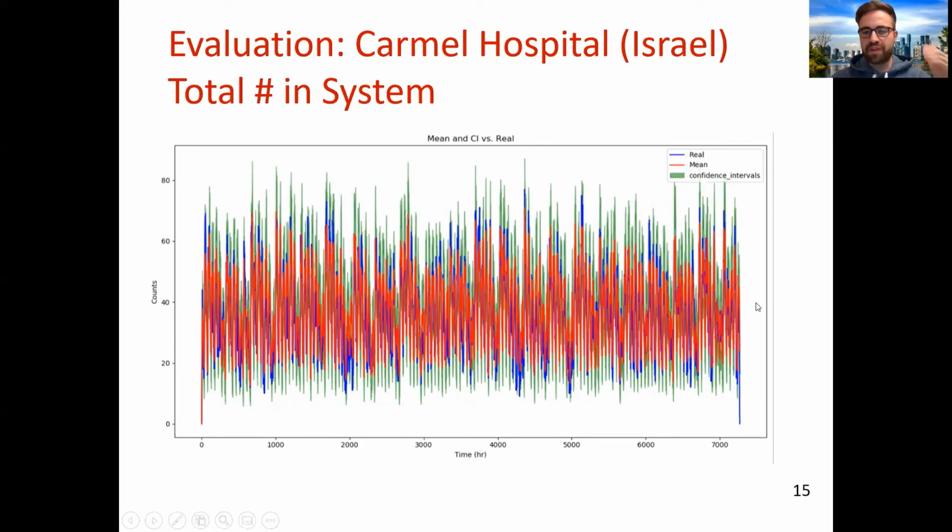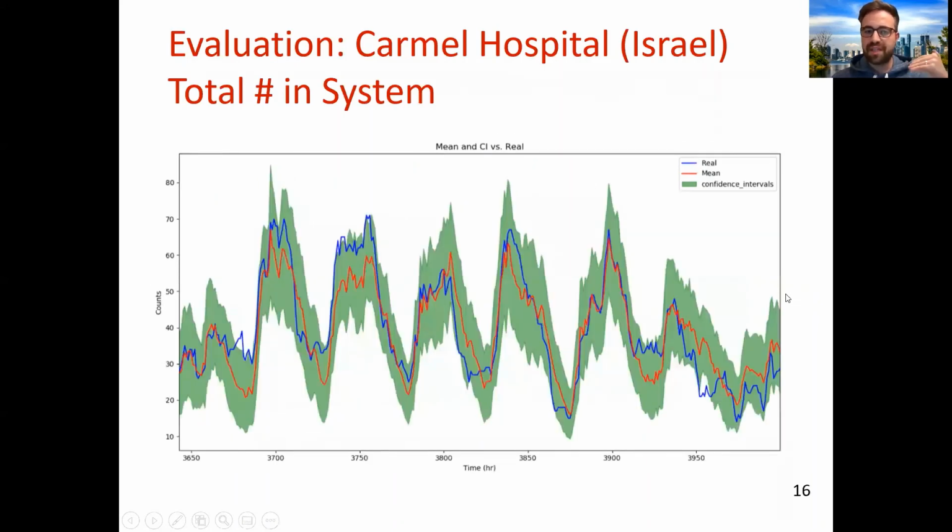Now you cannot see the picture very well. I'm going to zoom in. The y-axis are the counts of how many total patients we have in the system, and the x-axis are time in hours. When we zoom in, we see that the blue line, the real number of patients in the system, is typically well within our confidence intervals, and the mean is a good replication of that real function.